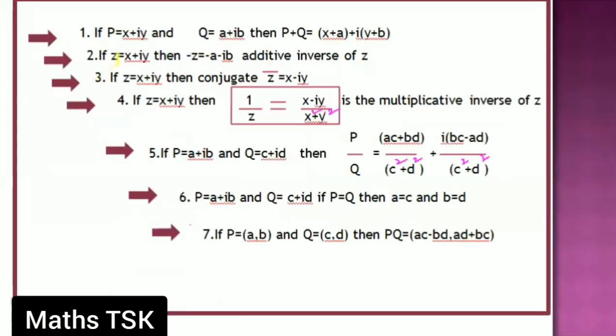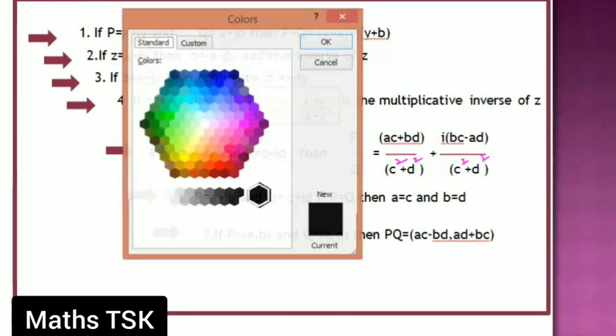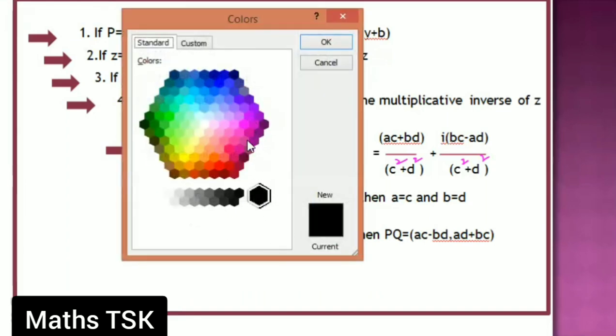Next, if p is equal to x plus iy, q is equal to a plus ib, then p plus q is equal to x plus a plus i into y plus b. Add the real and imaginary parts, so that is the sum of the complex numbers, right?